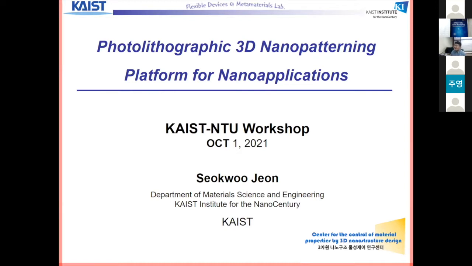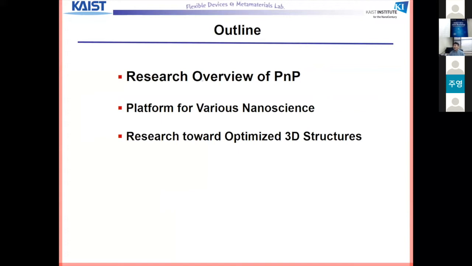Our center is actually supporting this workshop, and hopefully, through today's talk, some of the Singaporean students and also professors at NTU, we can initiate some collaborations. Today my talk briefly has three parts. First, an overview of our group's three-dimensional patterning technology. Second, some recent examples of how our 3D structures initiate collaborations and scientific works. And finally, the current direction of my research and our center's goal will be presented.